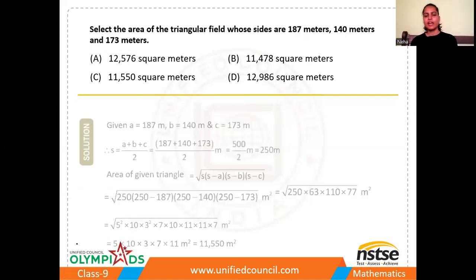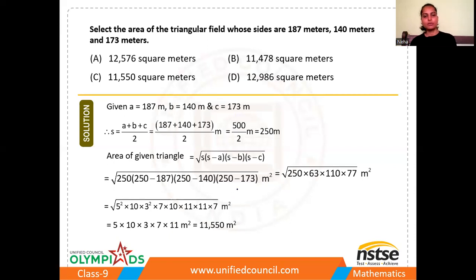So this question doesn't have any concept, it has only calculation. Let me show you the calculation. After the calculation you get your answer, which is option C. Correct.